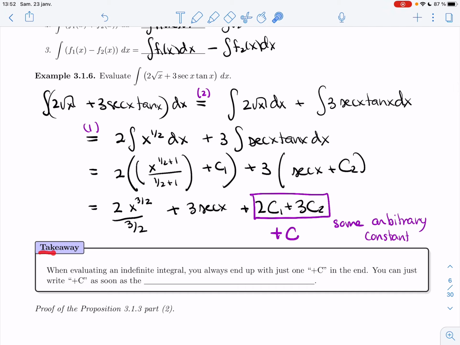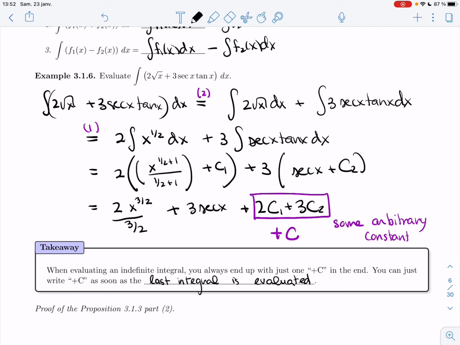All right, so that's what the takeaway here is going to say. When evaluating an indefinite integral, you always end up with just one plus c in the end. You can just write plus c as soon as the last integral is evaluated.